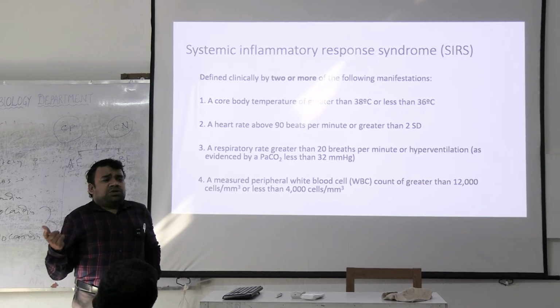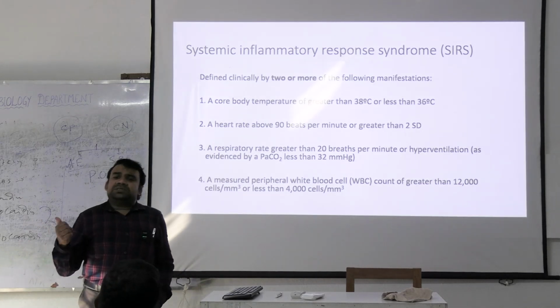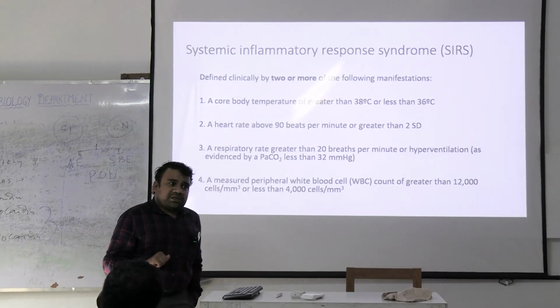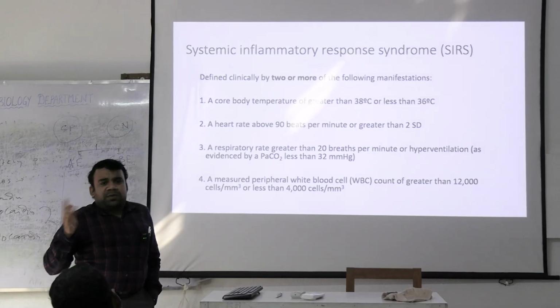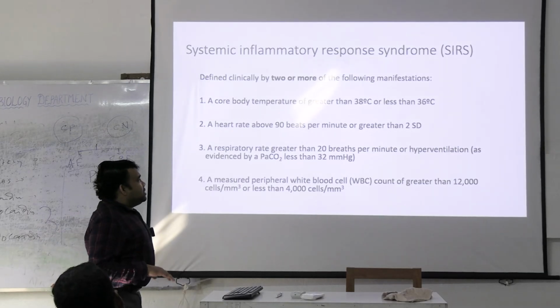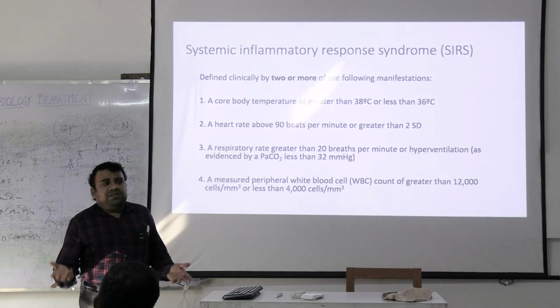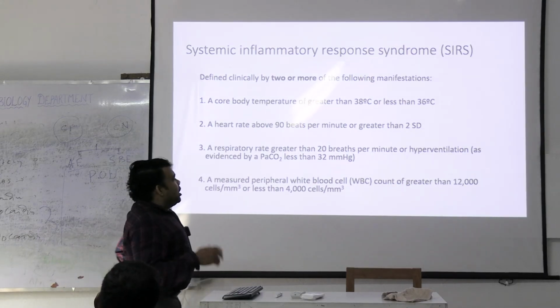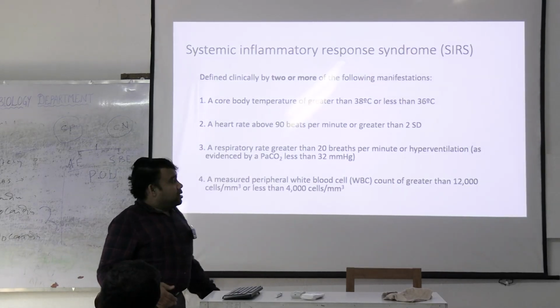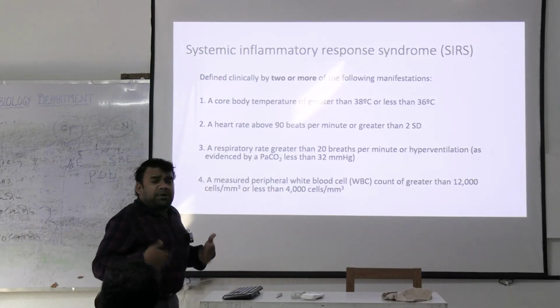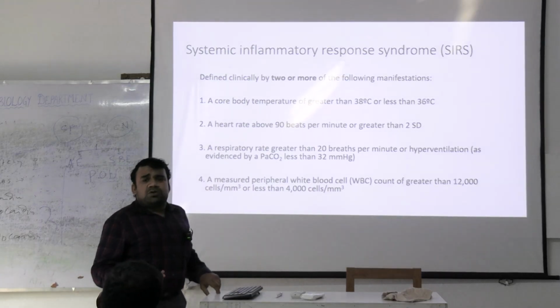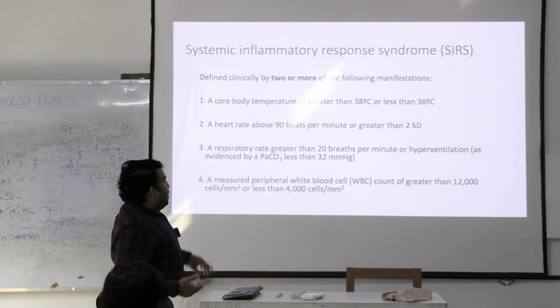Hyper means more than or equal to 38 degrees centigrade, hypo means less than or equal to 36 degrees centigrade. It can be higher or lower. Next, what will the heart rate be? Obviously it will increase, whether hyperthermia or hypothermia. Then respiratory rate. You can have hyperventilation. How do you recognize hyperventilation? The respiratory rate will increase.